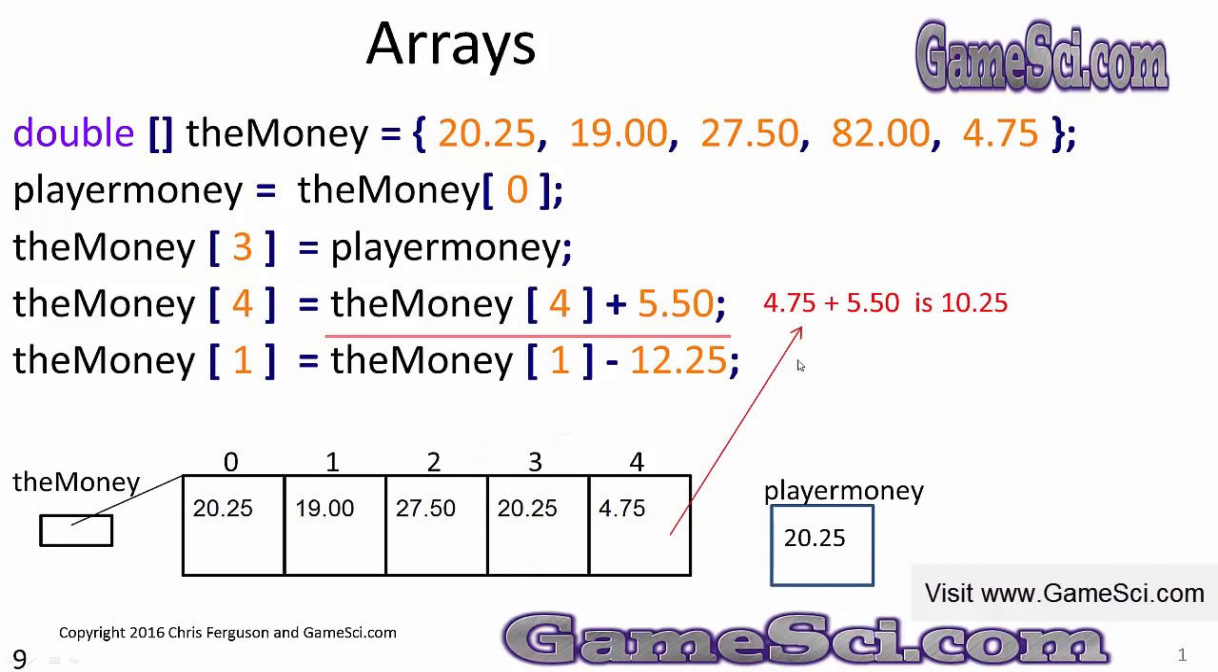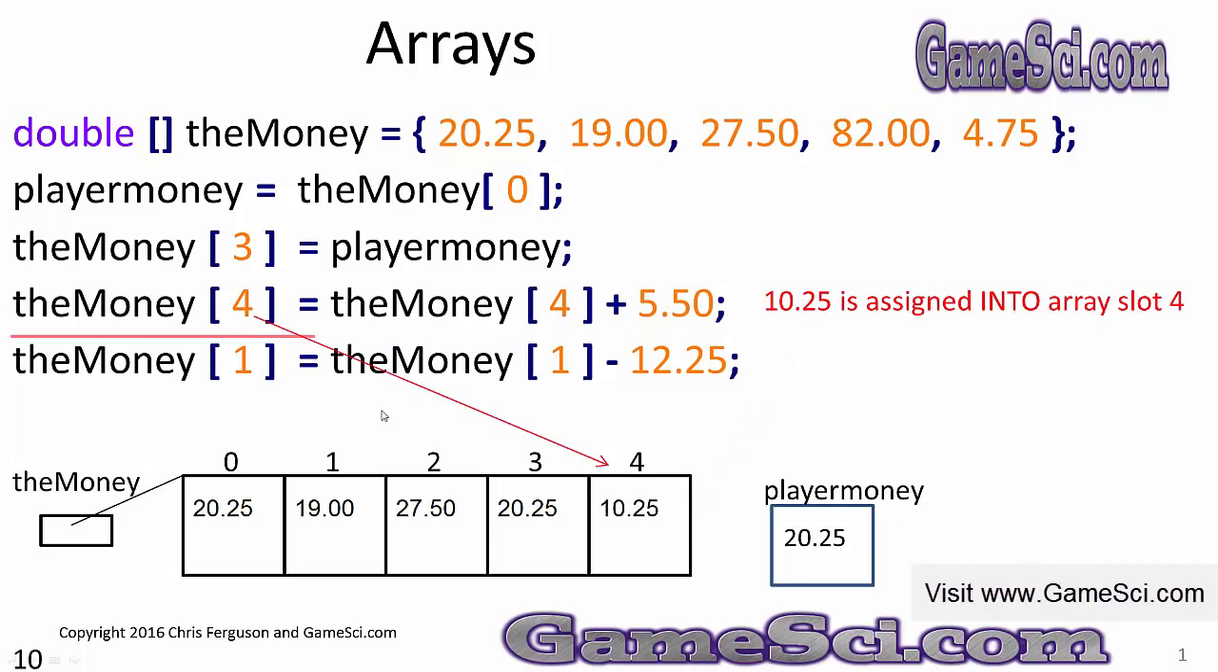Let's access the array in a different manner here. Let's access the value stored in the money of index or subscript 4. So we're going to pull out the value 475 from subscript 4. We're going to add to that the hard-coded or constant value 5.50. Add those together, you get a 1025. Well, what are we going to do with this 1025? If you look closely on the left side of this equation, we're going to assign the 1025 to subscript 4. So subscript 4 was overridden and changed to 1024.